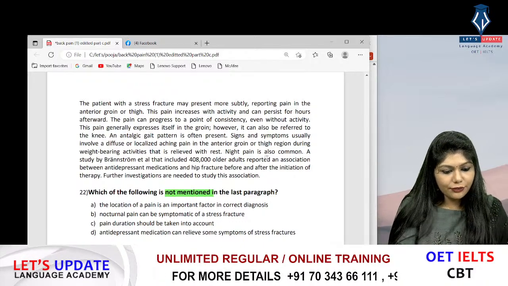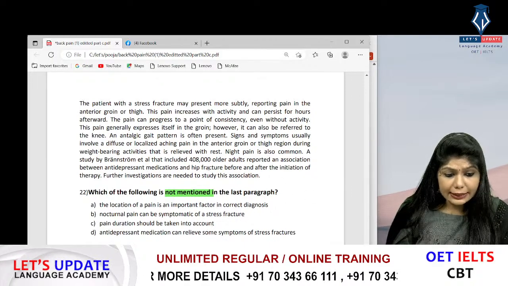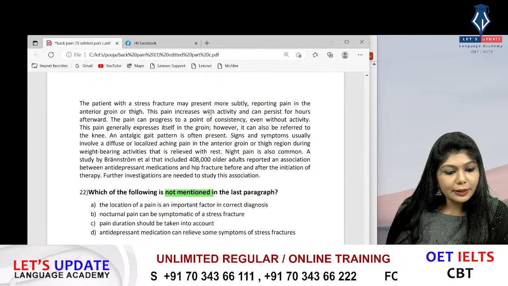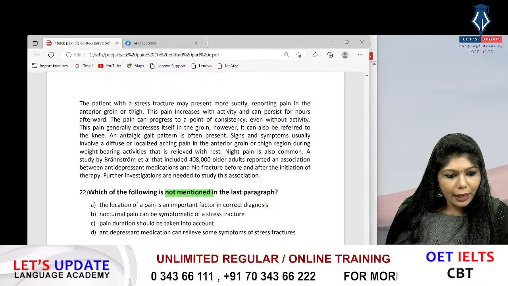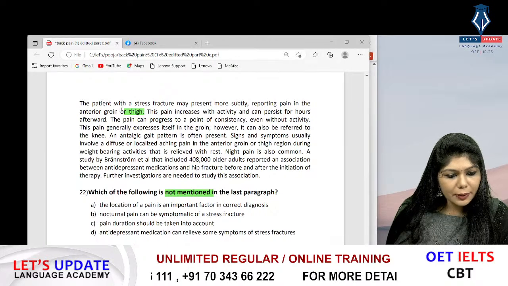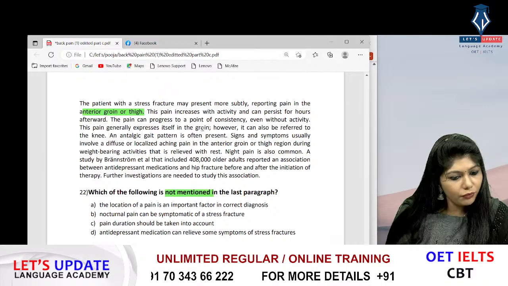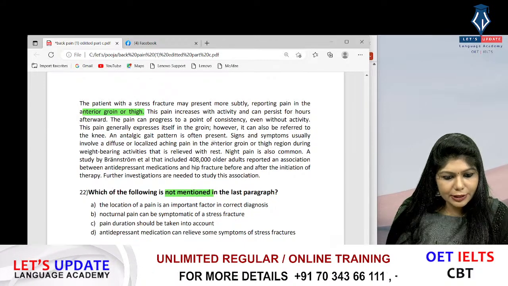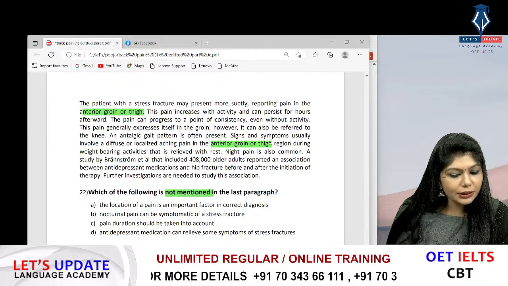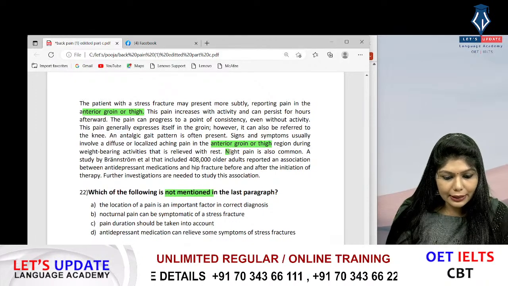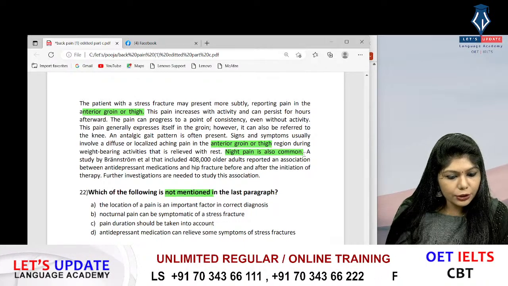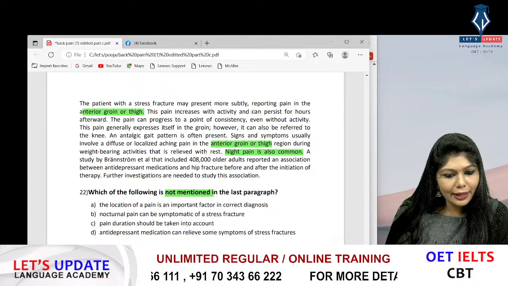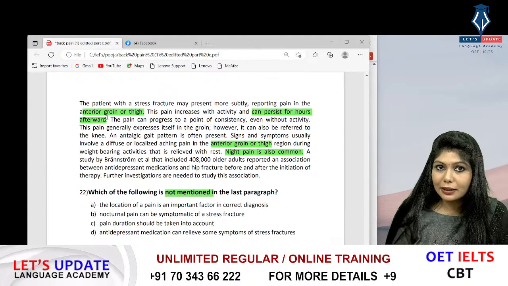Okay, so let's inspect each of the options. A, the location of pain is an important factor in correct diagnosis. Yes, definitely that is mentioned, because they have mentioned that the pain increases with activity and can persist for hours afterwards. So basically where it happens, the location, is mentioned here, the groin or the knee. Okay, and then moving to option B, nocturnal pain can be symptomatic of stress fracture. Yes, that is also mentioned, because night pain, that is nocturnal pain, is also common. Moving to option C, pain duration should be taken into account. Is that mentioned? Yes, it is also mentioned, because they have mentioned that it can persist for hours afterward. That means the duration of pain is mentioned.